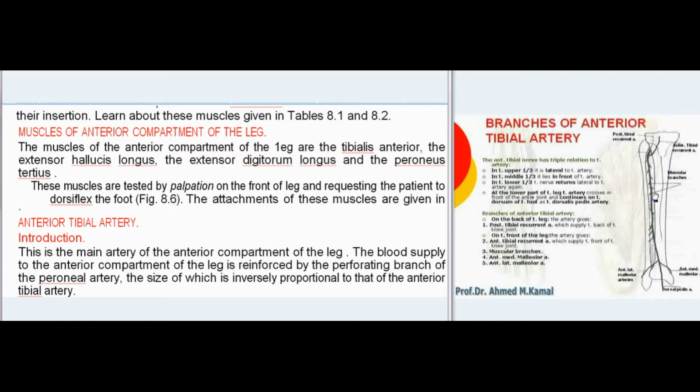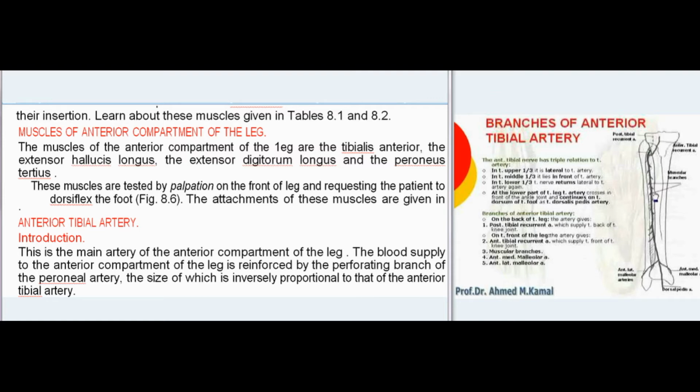Muscles of anterior compartment of the leg. The muscles of the anterior compartment of the leg are the tibialis anterior, the extensor hallucis longus, the extensor digitorum longus and the peroneus tertius. These muscles are tested by palpation on the front of leg and requesting the patient to dorsiflex the foot, Fig 8.6. The attachments of these muscles are given in tables. Anterior tibial artery.